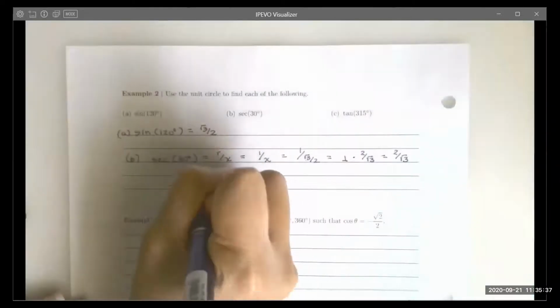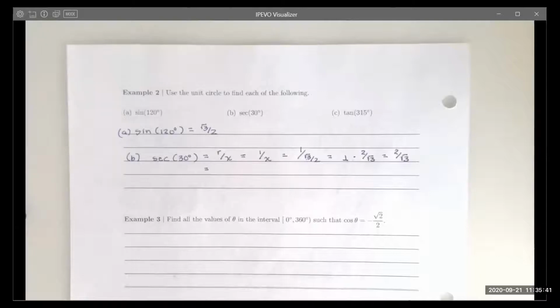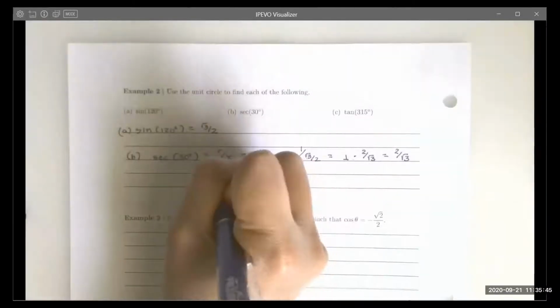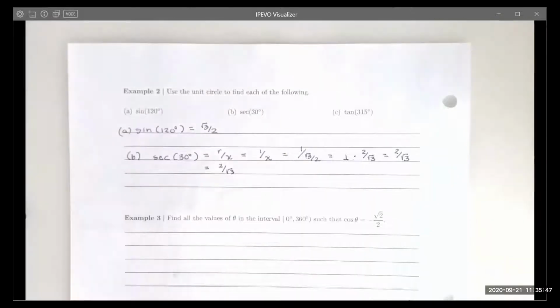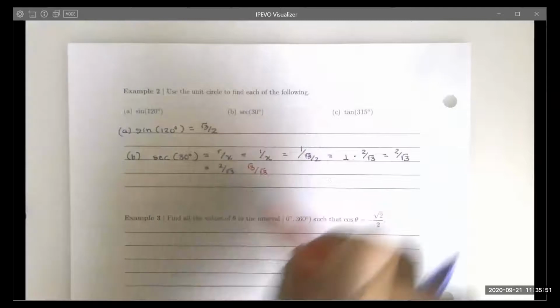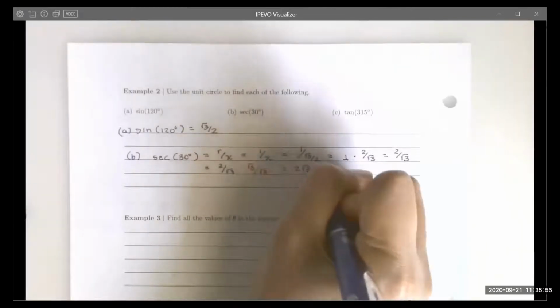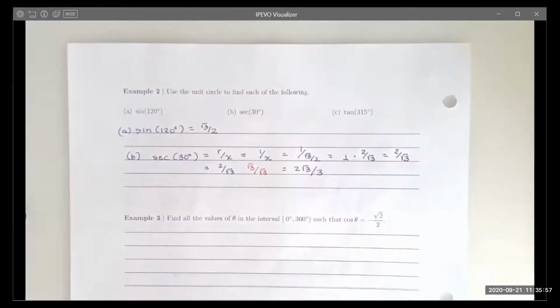We want to make sure that we rationalize. So I'm going to multiply top and bottom by a square root of 3. Let me just bring down the 2 radical 3. And so we get 2 square root of 3 over 3.